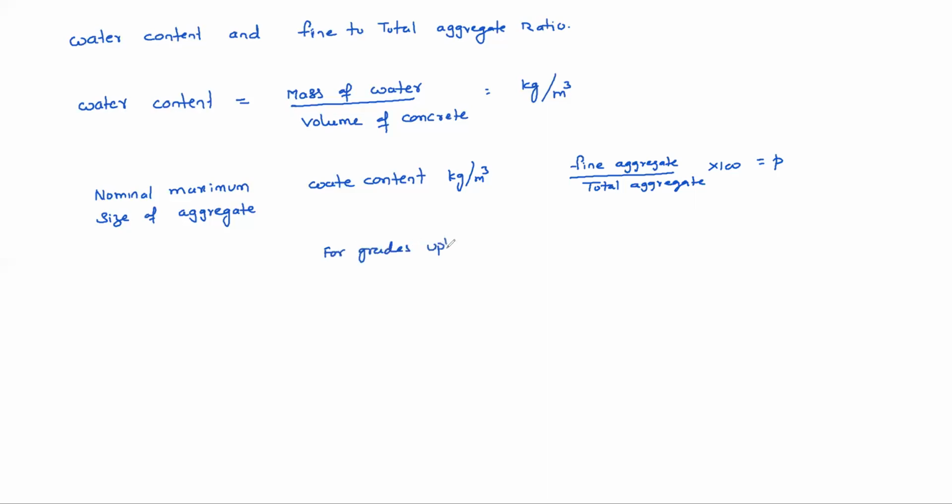up to M35, suppose 10 mm aggregate is used, then 208 is the water content, and sand percentage must be 40%. That means 40% sand and 60% coarse aggregate, like that, okay.